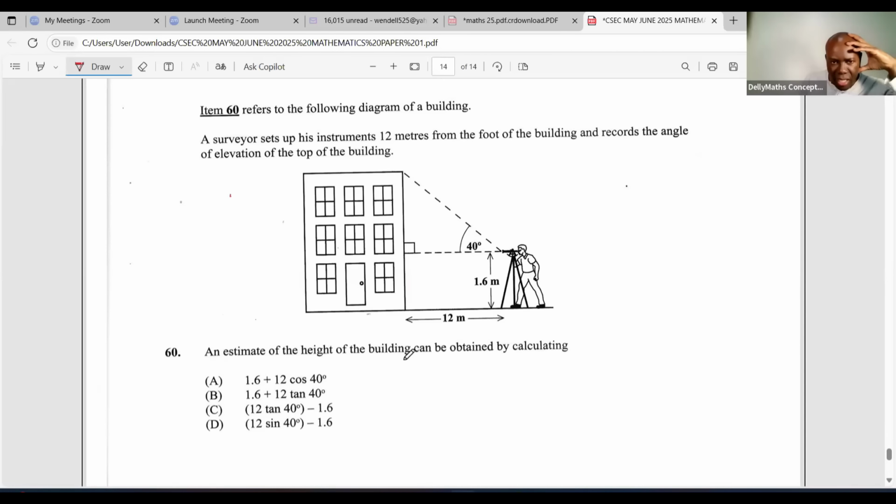It says the estimate of the height of the building. We're going to find this part first, and then we're going to add his height to it. This is 12 here, and we're trying to find x. So it's tangent: tan 40 degrees is equal to x over 12. Then x is equal to 12 tan 40. That's just this part of the building. Now we need to add his height to it, which is plus 1.6. So it's 1.6 plus 12 tan 40. You have to look for that. They probably want to set you up to fail. So that's it right there.